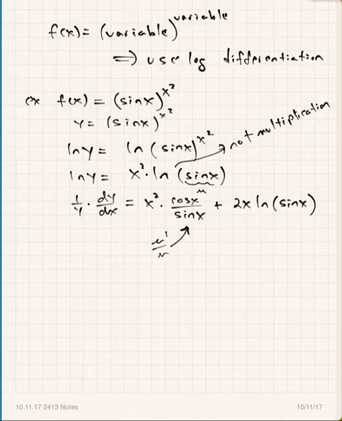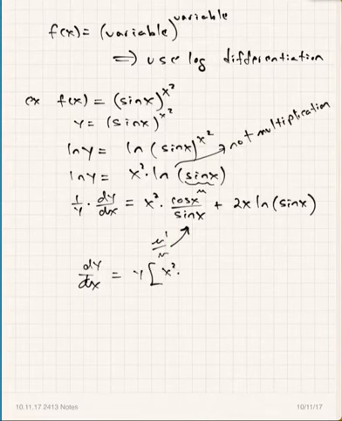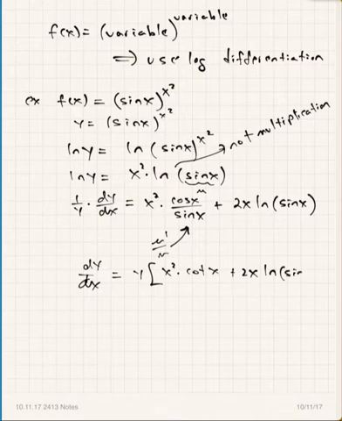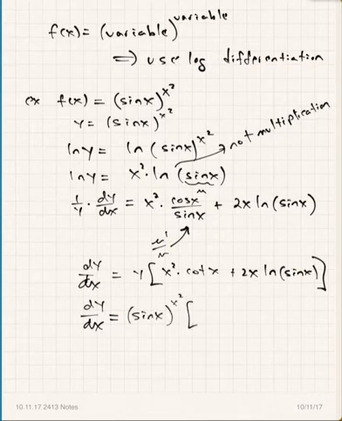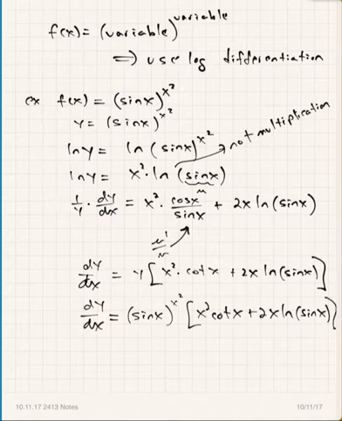All right, and let's see. There's a little bit of cleaning up you can do here. So dy dx is equal to y times x squared times, and cosine over sine is cotangent. So I'd probably write it that way. Plus 2x natural log of the sine of x. It's not the simplest derivative in the world at all. Certainly not. So dy dx would be equal to sine x raised to the x squared power times this mess in the brackets here. Like that.